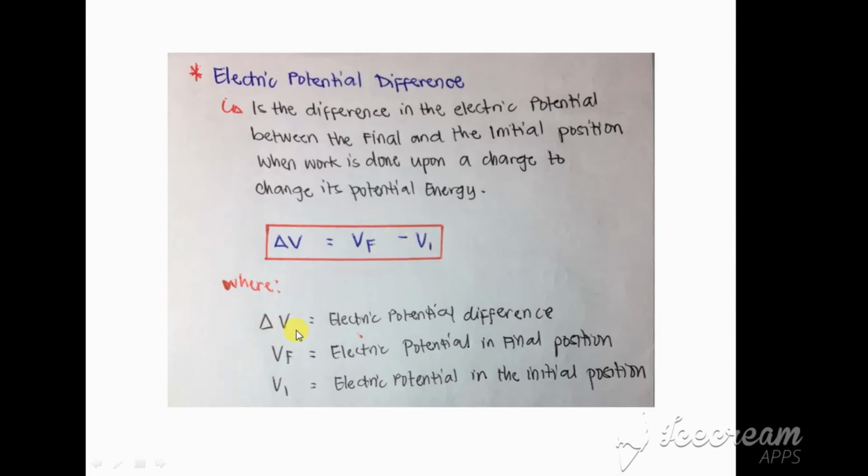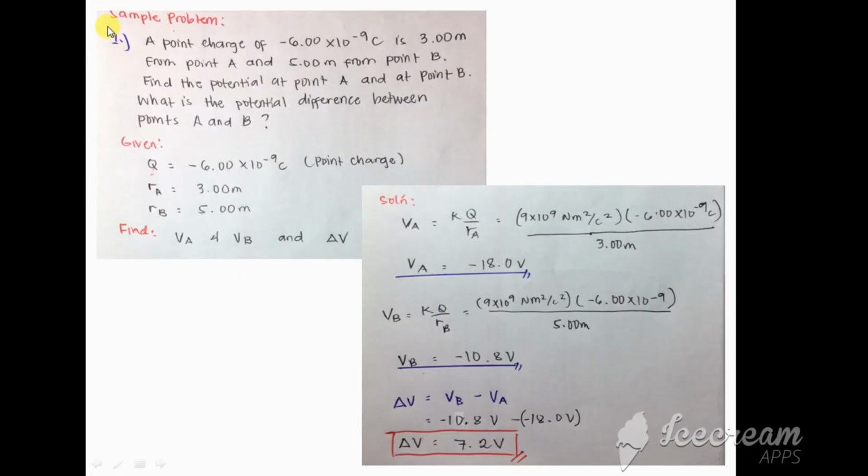So this is the electric potential difference. Vf is the final position and the Vi is the initial position. So let's have a sample problem for electric potential difference.